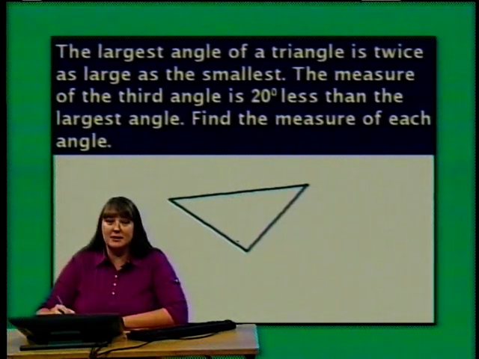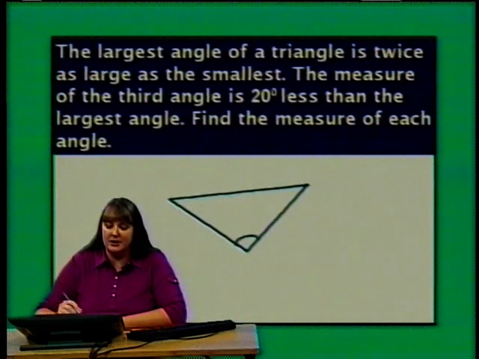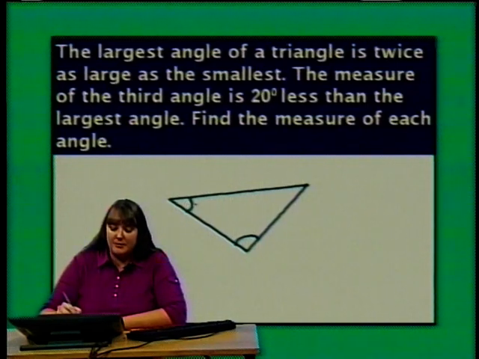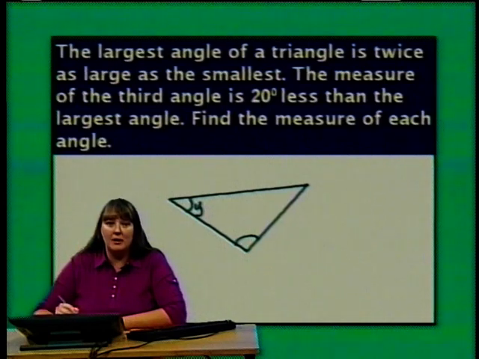So it looks like this is probably my largest angle. I'm going to think of this as my largest angle. A little bit hard to tell, but let's say that this is my smallest angle. I'm going to use my variable to represent the smallest angle. So I'm going to label this angle y, because I'm told the largest angle is twice as large as the smallest. So if y is the smallest angle, then my largest angle needs to be 2 times y, twice as large as the smallest.